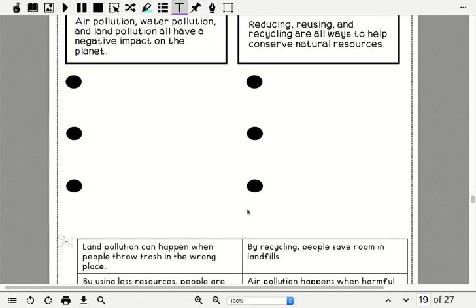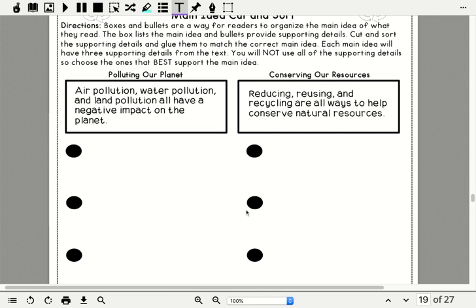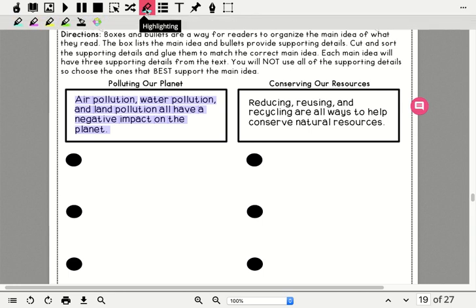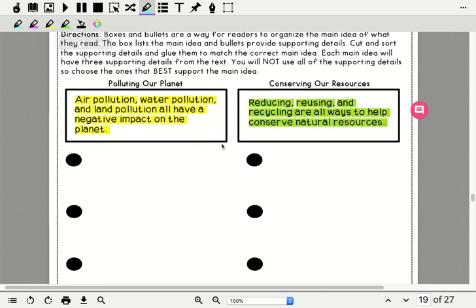Okay, so remember, when we're doing this main idea thing up here, they give us two main ideas for each one. So we have one main idea for polluting our planet and one main idea for conserving our resources. So our details that we're going to put down here have to be in those stories. So our first main idea says air pollution, water pollution, and land pollution all have a negative impact on the planet. Okay, and I'm going to do all of those in yellow. And then over here, we have reducing, reusing, and recycling are all ways to help conserve natural resources. Okay, and I'm going to do that one in green.